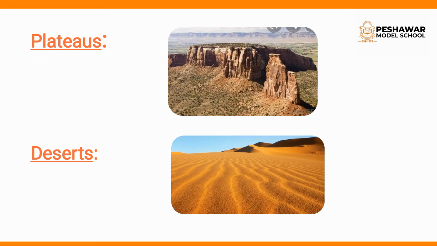We also study about the plateaus and deserts. Plateaus are a type of mountains, but not as high as mountains. They are a little bit shorter than the mountains. These are called plateaus. Desert means those areas where the rainfall is very low or where no rainfall occurs. So these areas are known as deserts. For example, the main deserts of Pakistan are Thar and Cholistan. So in geography we also study about the deserts.